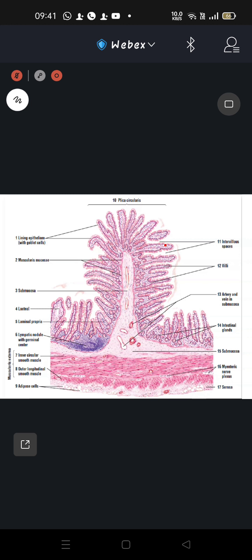So you can appreciate here the mucosa having the lining epithelium and the goblet cells, which are increased, and the villi which are forming here are long and slender. Then there is the lamina propria, which is loose connective tissue having the lacteals in its core. And what we can appreciate here is the strands of smooth muscle.